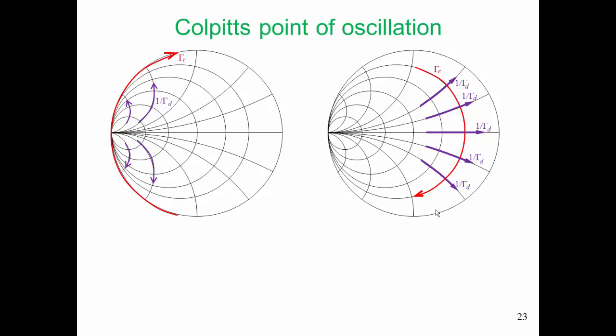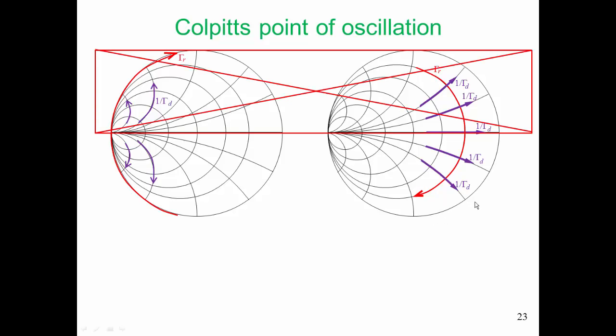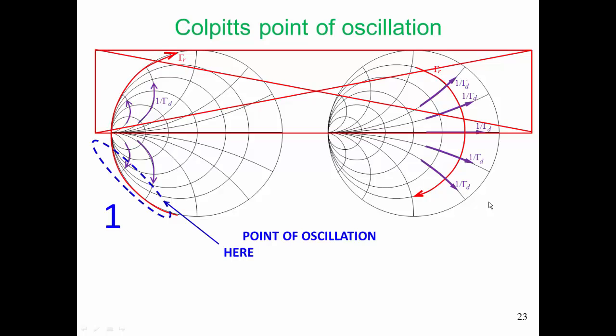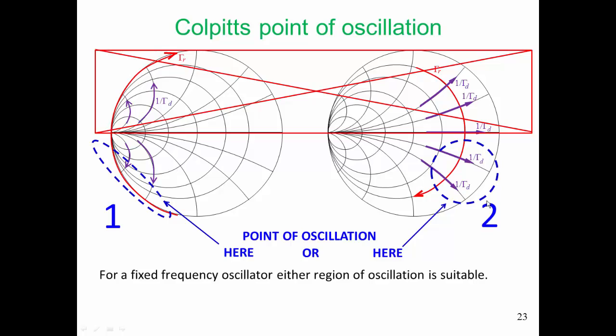and frequency. We're dealing with a Colpitts oscillator, and so the top half of those curves are going to be eliminated. Now we could decide our point of oscillation to be in that region 1 shown there, and that's a very good choice for a fixed frequency oscillator. Or we could choose our point of oscillation to be in that region 2. For a fixed frequency oscillator, either region of oscillation is suitable.